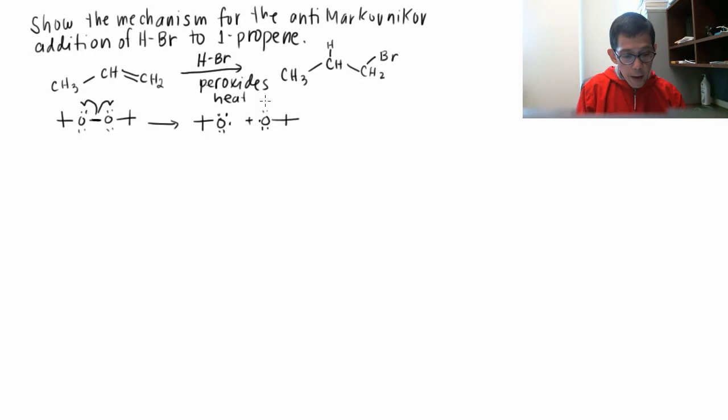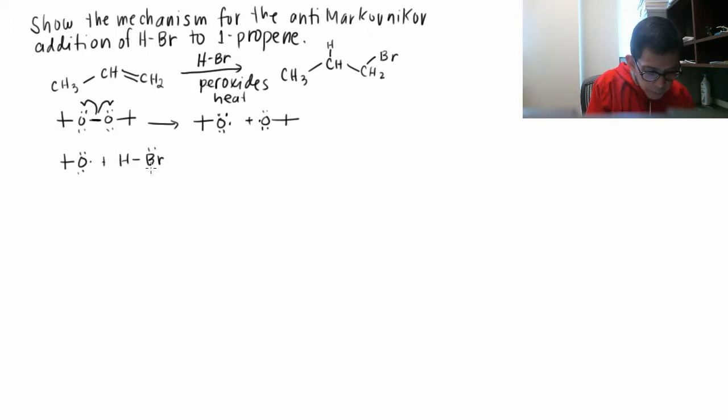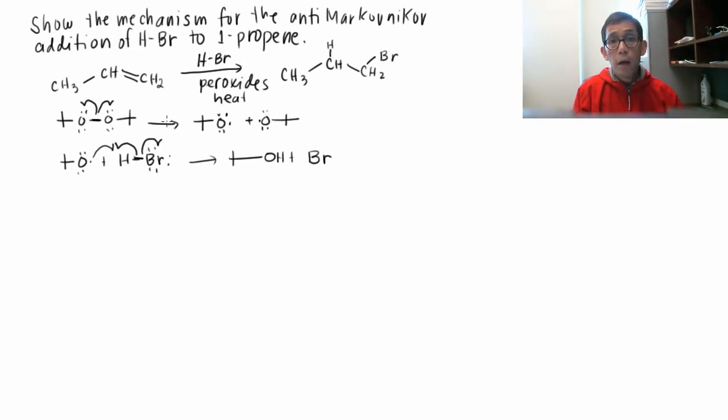Now that radical will react with HBr. So one radical reacts with an HBr molecule. That lone electron and one half of that single bond get together to form an alcohol, and in the process the other half of that bond between the H and the Br goes with Br as a lone pair. So now you have a bromine radical.